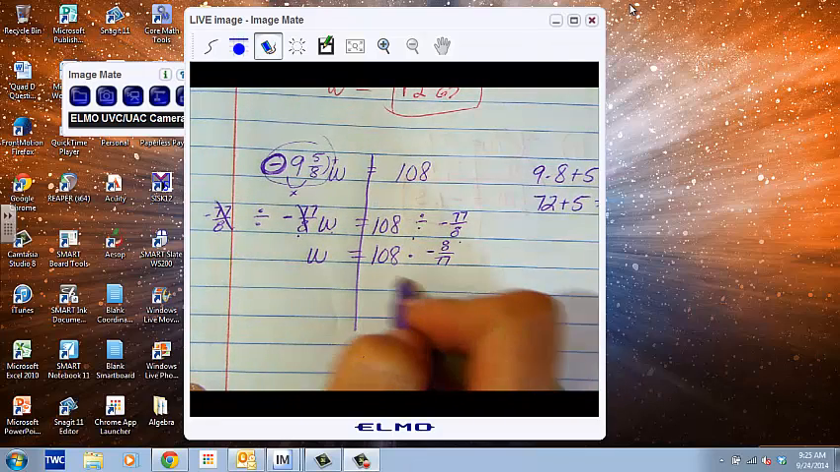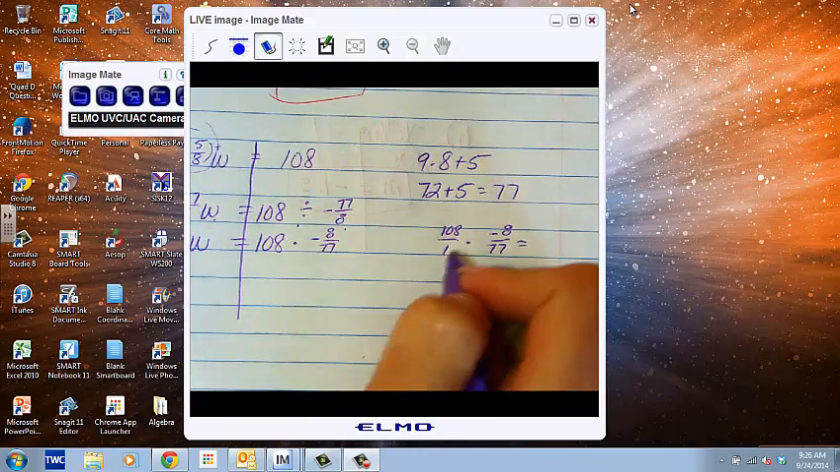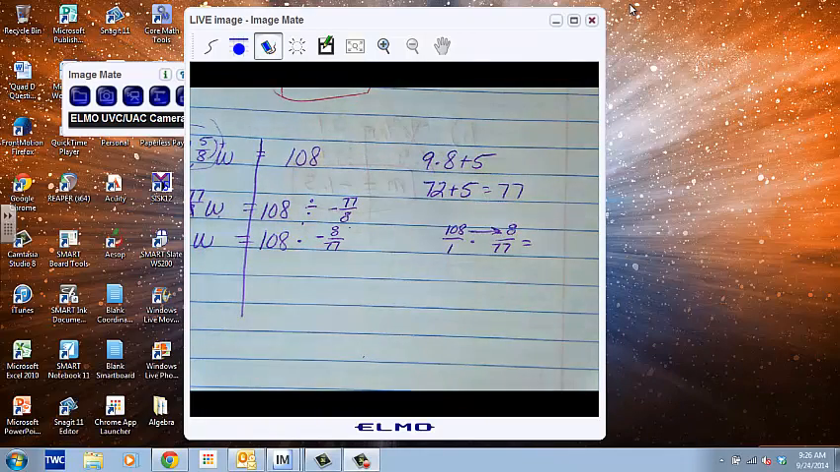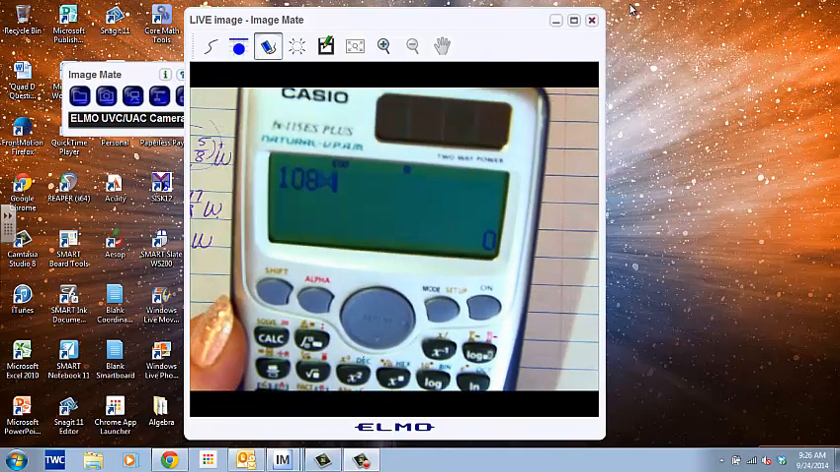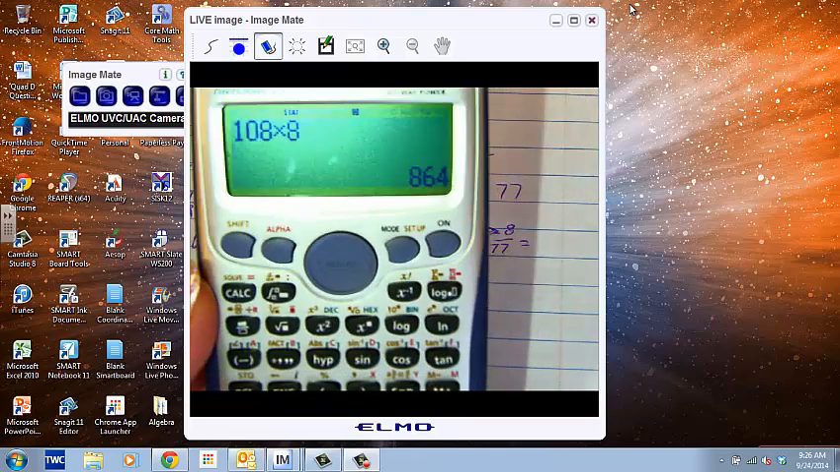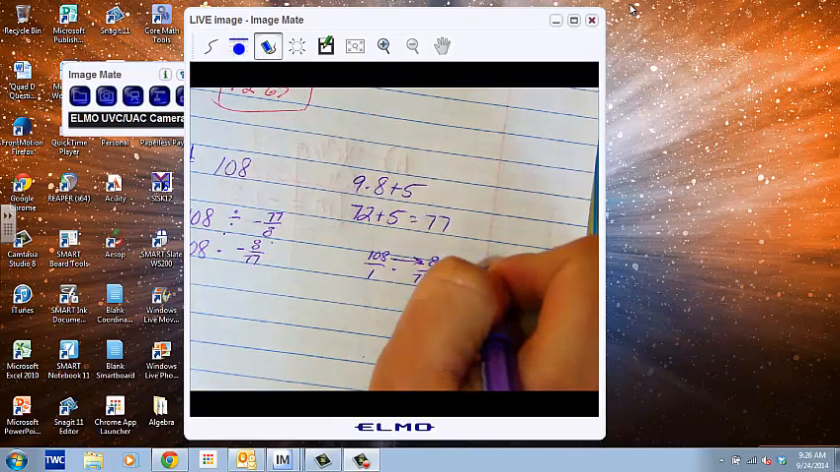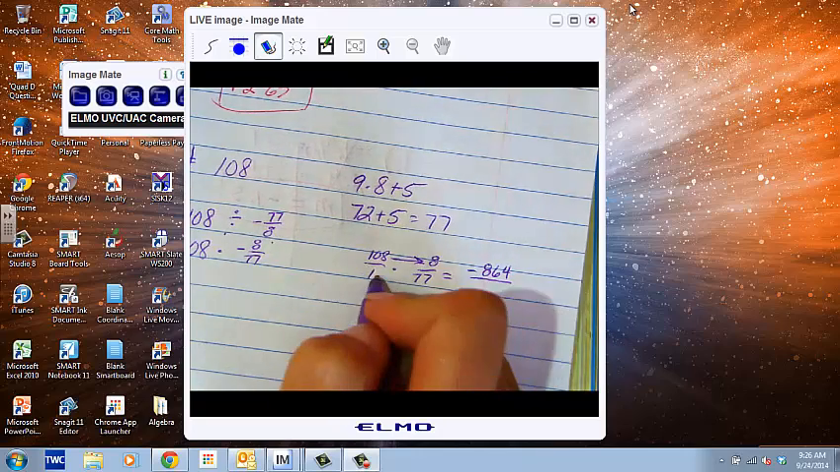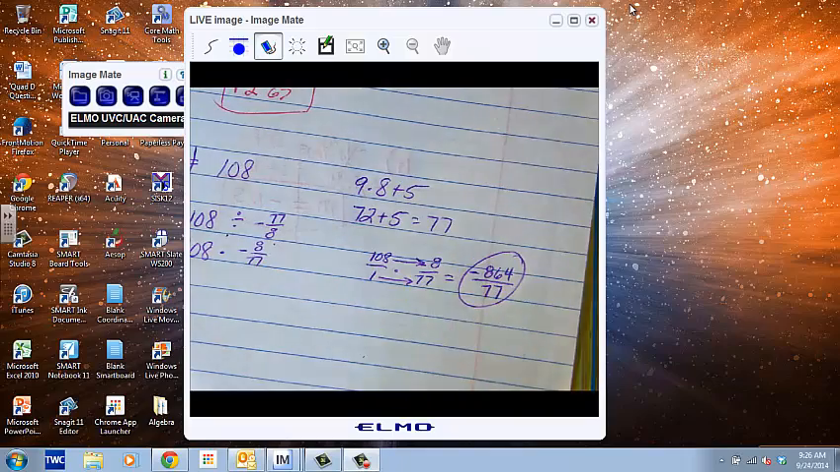Now, if I turn 108 into a fraction, I have 108 over 1 times negative 8 over 77. And then I just multiply across. 108 times negative 8, if you do that on your calculator, 108 times 8 gets you 864. So I get a negative 864 up here. On the bottom, I have 1 times 77, which is just 77. So here is my answer.